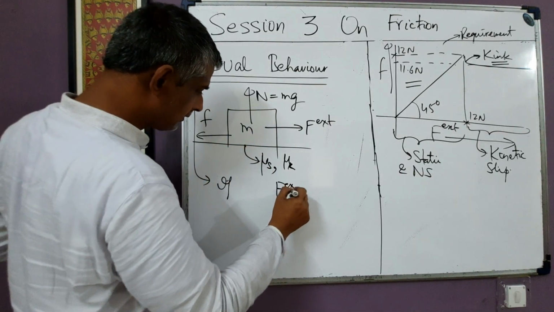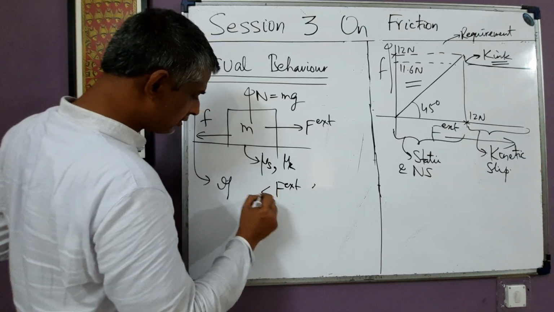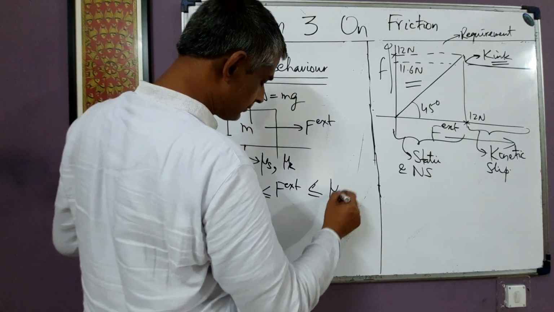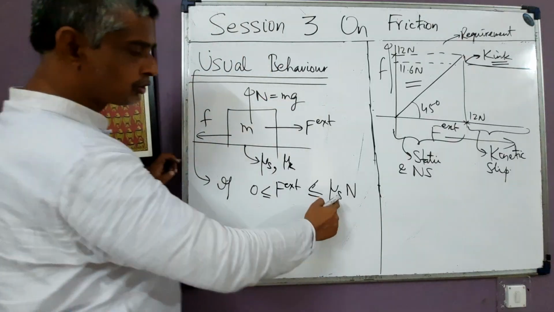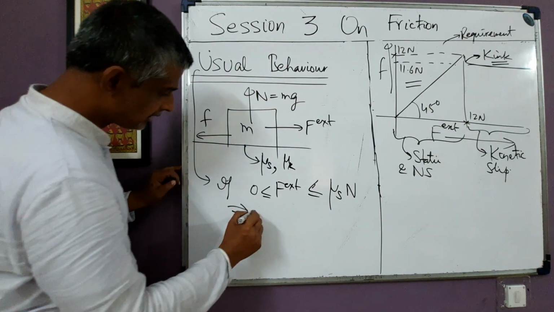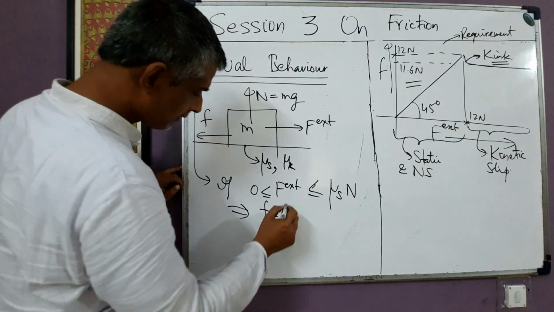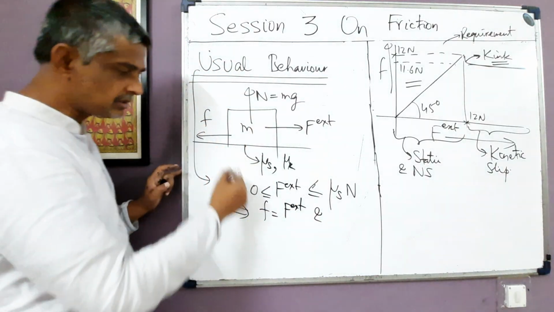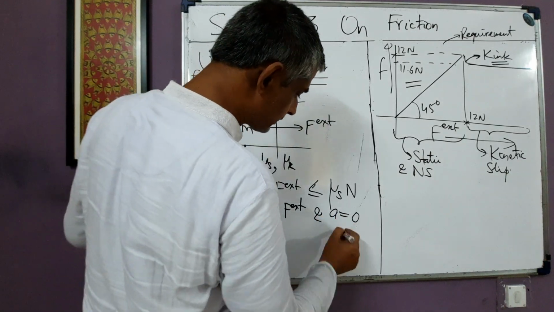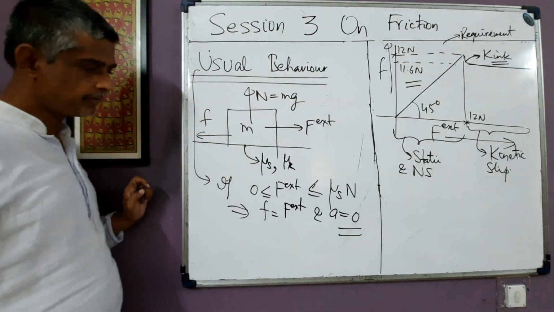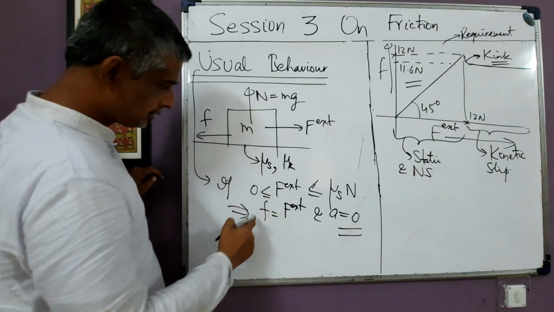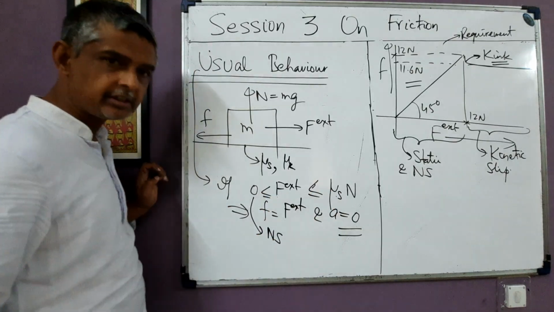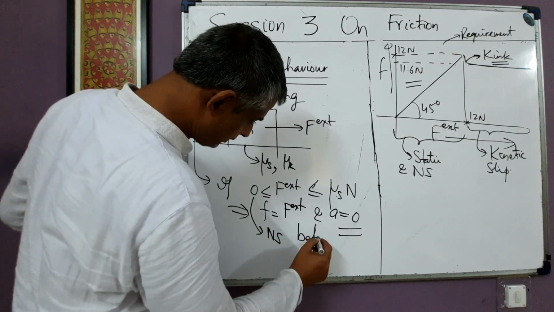Now, usual behavior is this. If F external is more than or equal to 0 and less than or equal to mu s N, that is the force of limiting friction, then the amount of friction acting on the block will just balance the external force and the block will not slip over the surface. That is, the acceleration of the block with respect to the ground will be 0. So long as F external lies in this range, there is no slip between the block and the surface in contact.